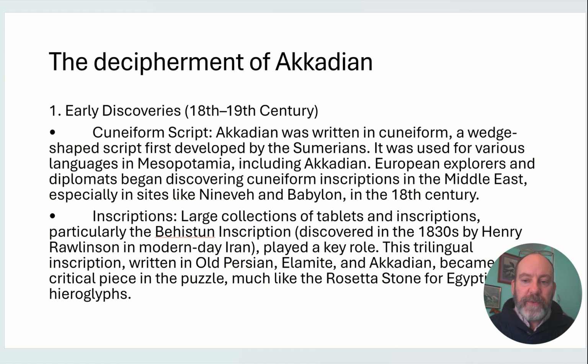European explorers and diplomats began discovering cuneiform inscriptions in the Middle East, especially at sites like Nineveh and Babylon, in the 18th century AD, of course. A large collection of tablets and inscriptions, particularly those discovered by Henry Rawlinson in modern-day Iran, played a key role. It tells us about the Elamites and the Akkadians, and it's a critical piece in the puzzle.